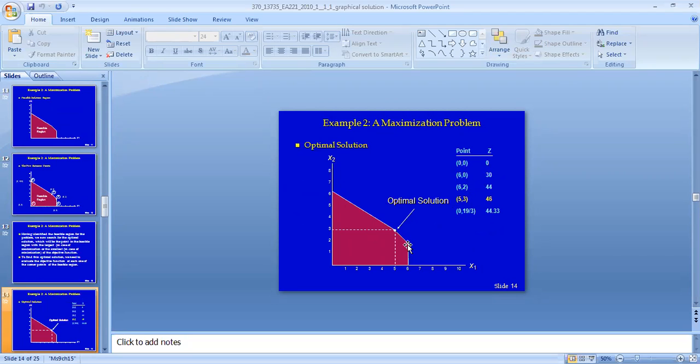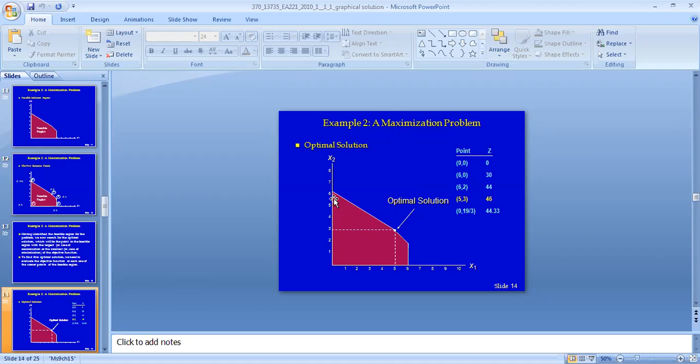And this is 6 2, after solving constants 2 and 3. 6 2 will be the maximum Z. X1 equals to 6, x2 equal to 2. Just putting in the objective function, we get 44. Another corner point is 5 3, after solving constants 2 and 3. X1 equals to 5, x2 equal to 3, and putting this in the objective function, we get 46.